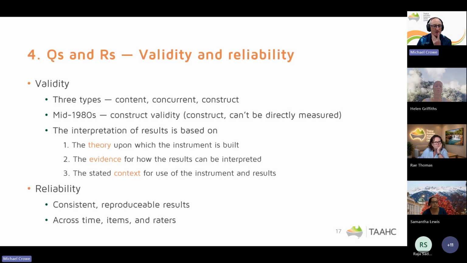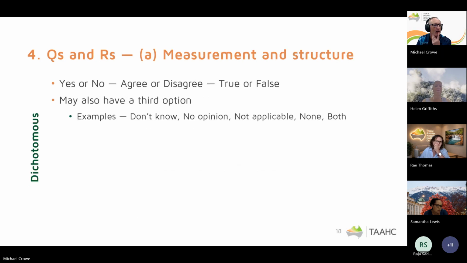Reliability then is a sub part of validity. It's about having consistent, reproducible results across time, question items, different raters and different people who answer. So that's validity and reliability. And I've no idea why it got stuck in there rather than a little bit earlier. It's some background for you. Any questions on validity and reliability? I hope not. It's hard.